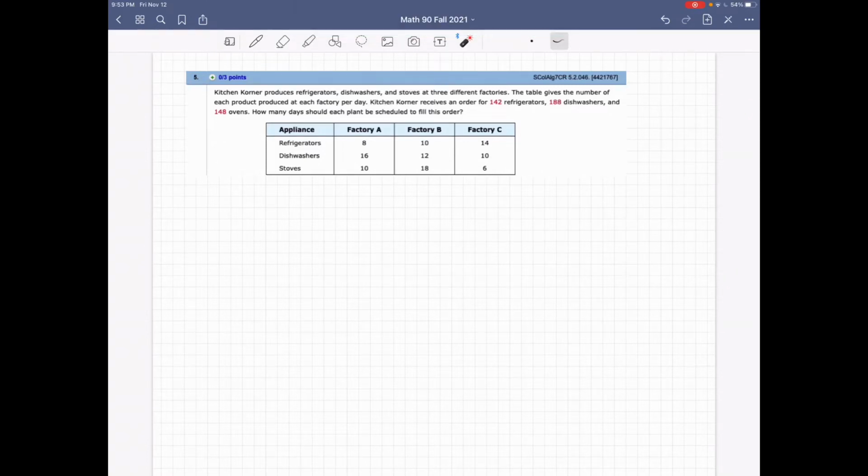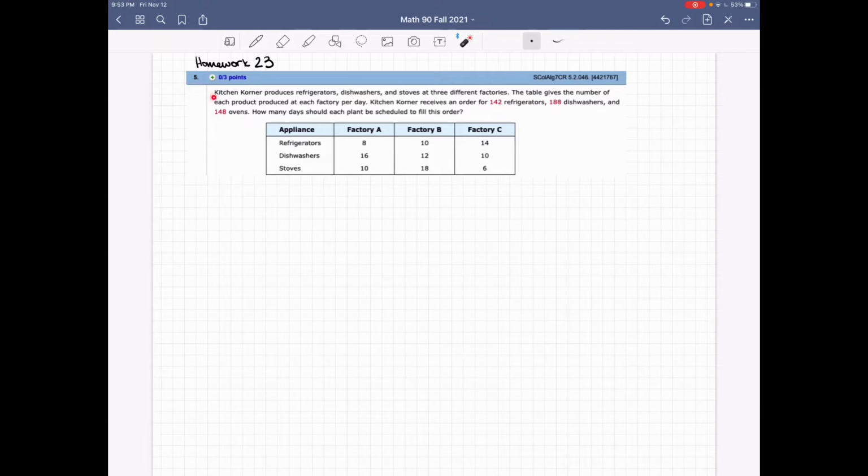Hi everyone, back with another example from homework number 23. So this is another example where we are going to be modeling with systems. In addition to the information that's given to us in writing, we also have a chart to interpret. Let's read the problem carefully.